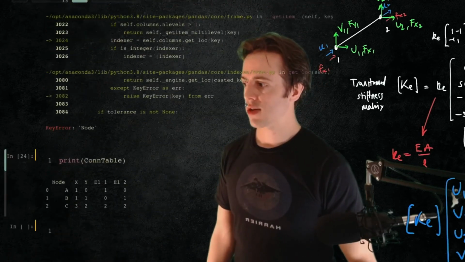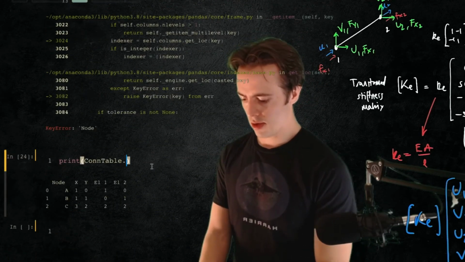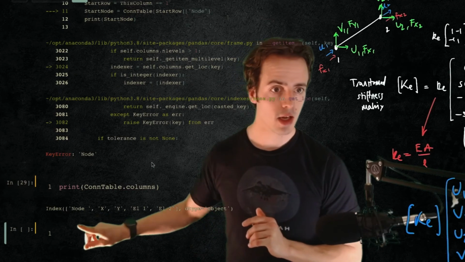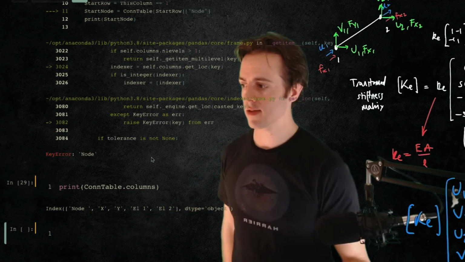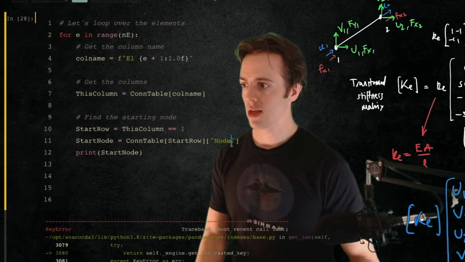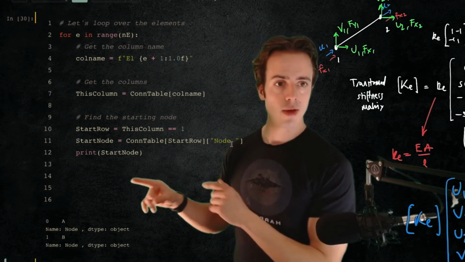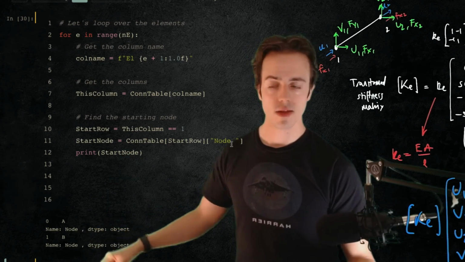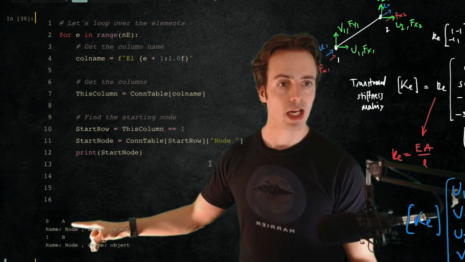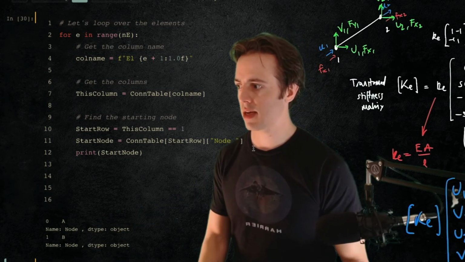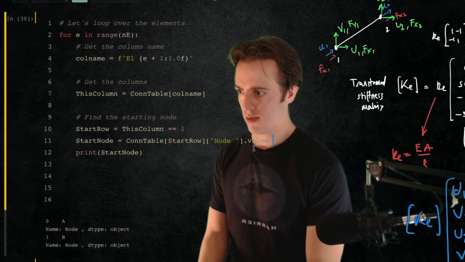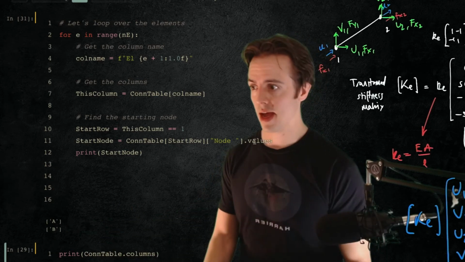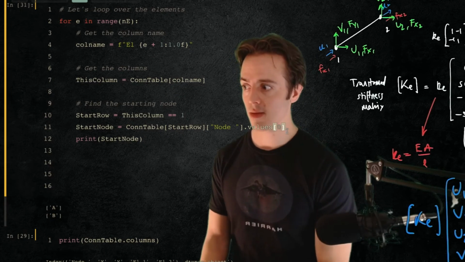So let's go back and look at print contable.columns. Now this happens a lot when you're importing comma separated values and someone's created them sloppily. Node actually has a space after it in the title. So if I go back up here, change this here, this now says node. So element 1 starts at node A, element 2 starts at node B. Now I only want the value, I don't care about the index. So I'm just going to say up here, dot values. If I run that, it then gives me a list. I don't really want it as a list, I just want the object. So I say, okay, I want the first item in that list.